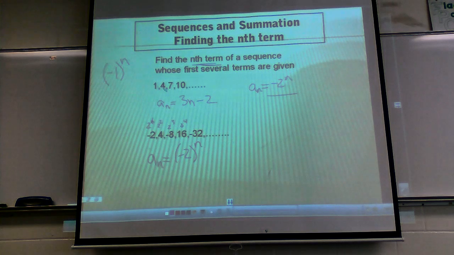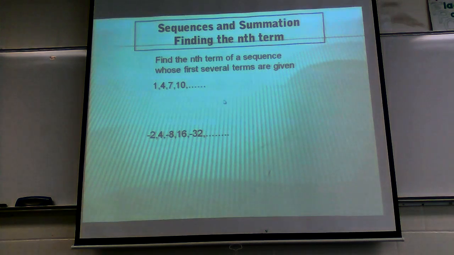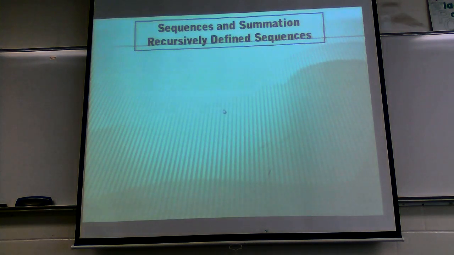Like ones that have a common difference like this one did, or this one that is a specific number raised to a power. Okay? So they should be fairly straightforward. Alright, but now whatever process you guys come up with, as long as it works, that's fine. Alright, next thing is this one.